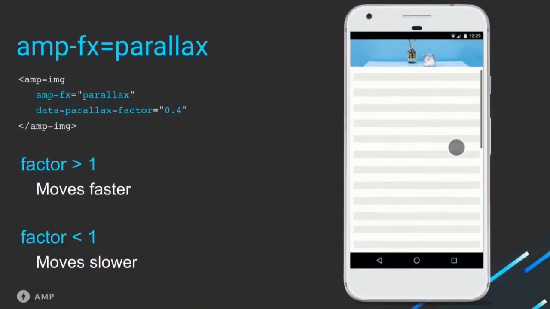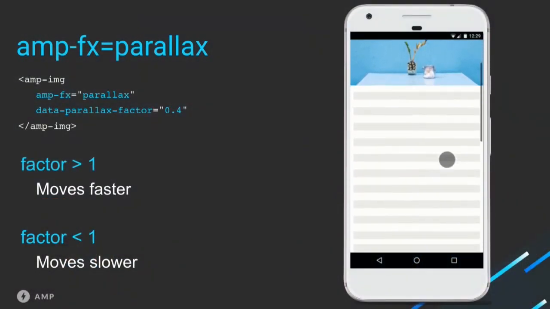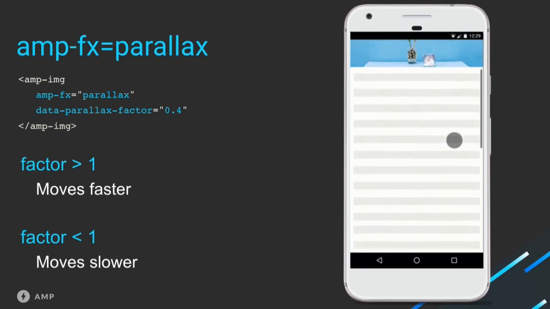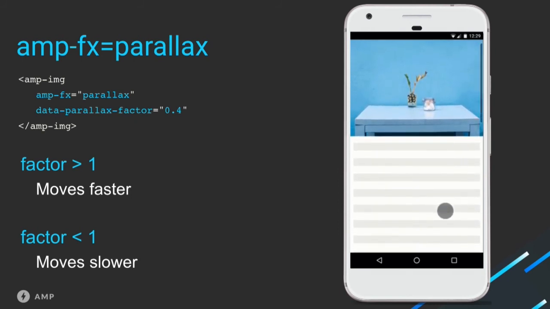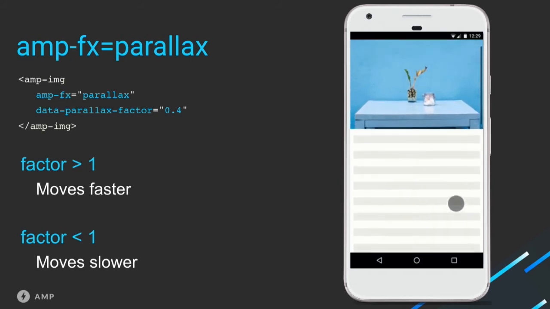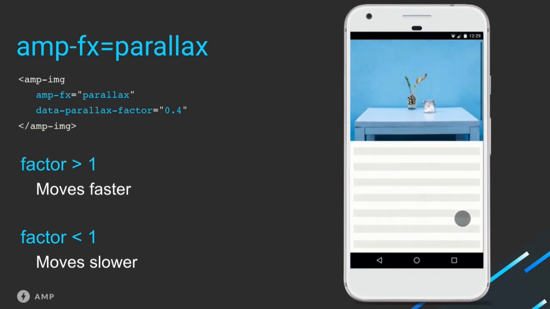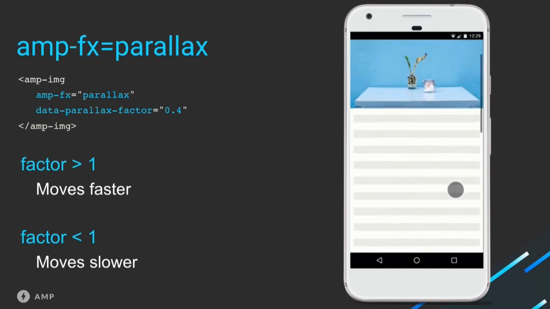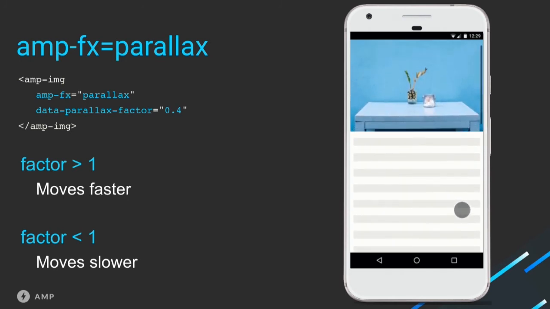Here you can see the new Parallax API in practice. The behavior is similar to the AMP Effects Parallax, which is now removed, but the names and the syntax are a bit different to allow for expansion and composition of the effects. So here, essentially, we are saying we have an AMP image, and we want the parallax effect on it. We are controlling how the effect works using the parallax factor. If the factor is greater than 1, it's going to move faster as the user scrolls, and if it's less than 1, it will move slower.